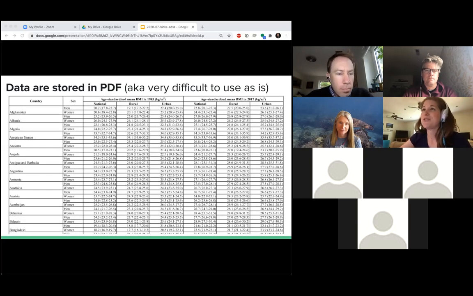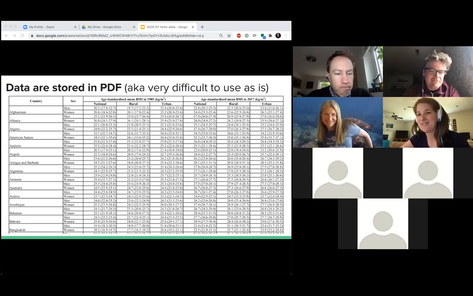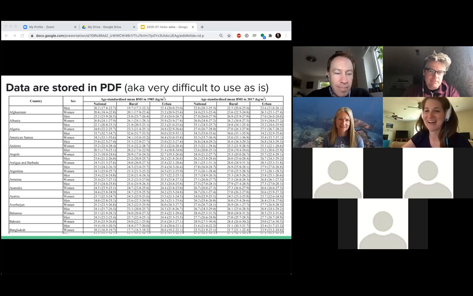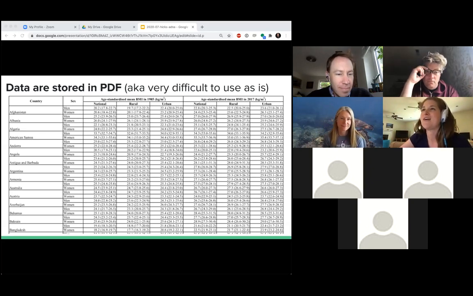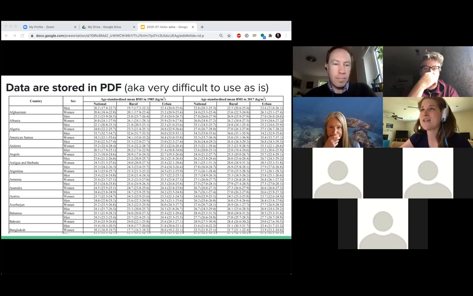So if you go to look at the data itself, the data are stored in a PDF. And if you've ever worked with data in a PDF, you'll know it's very difficult and very frustrating to use. I mean, it's almost so beautiful that it makes you want to cry. And the PDF is like 60 pages long. You have countries here along the rows. There are standardized mean BMI estimates in 1985 here on the left, and in 2017 on the right, stratified by men and women, at the national level for the country, and then stratified between rural and urban areas in the country.